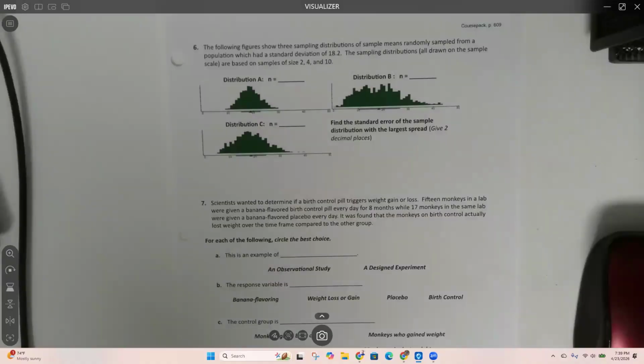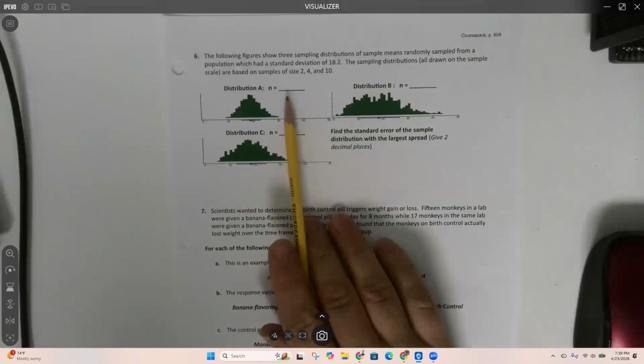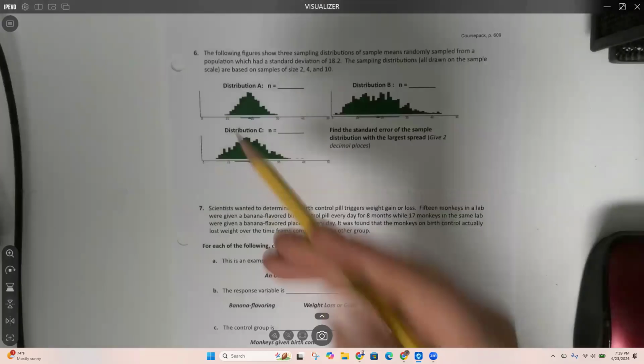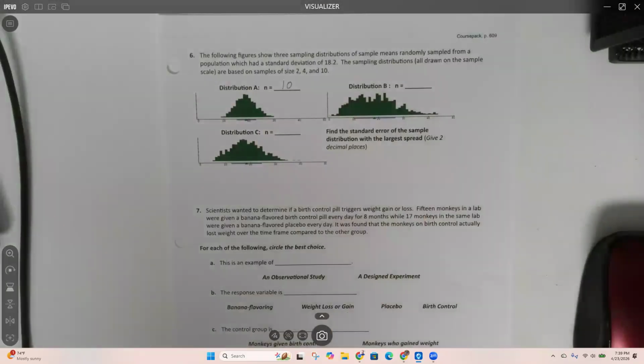The following figures show three sampling distributions of sample means randomly sampled from a population which had a standard deviation of 18.2. Sampling distributions, all drawn on the same scale, are based on sample sizes of 2, 4, and 10. Which one is A? Is it 2, 4, or 10? If that says 10, agree, disagree? Gabby says 10. Yep. A bigger sample size is going to lead to a smaller spread.